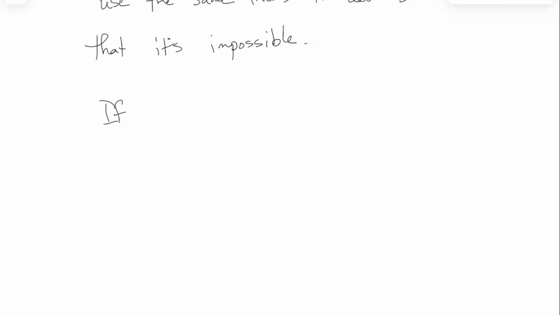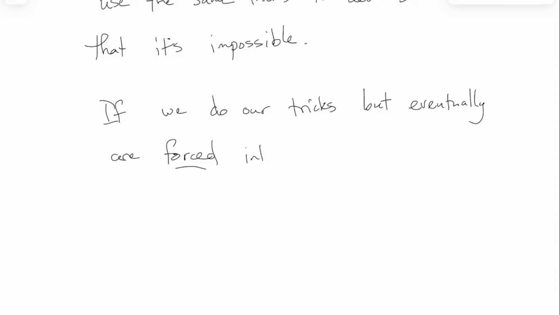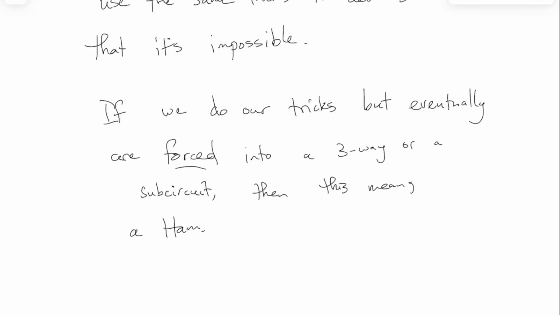That is, if we do our tricks about choosing certain edges and Xing out certain edges, but eventually are forced into either a three-way or a subcircuit, then that means that a Hamilton circuit is impossible.